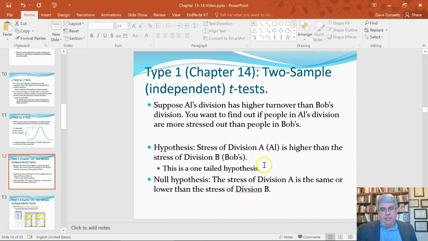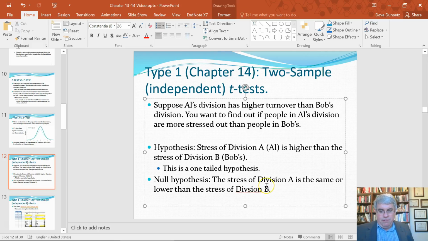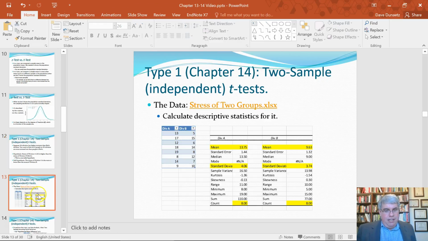So our hypothesis is that the stress of division A, that's Al's division, is higher than the stress of division B, Bob's division. So this is going to be a one-tailed hypothesis. We're just predicting that A is going to be higher than B. The null hypothesis is going to be the exact opposite. The stress of division A is the same or lower than the stress of division B. Ooh, spelled that wrong. Fixed that. All right.